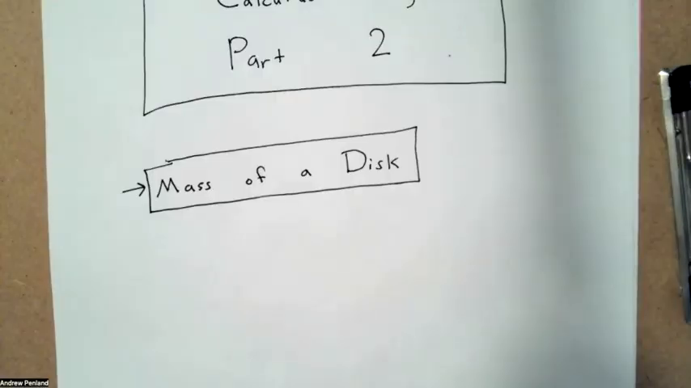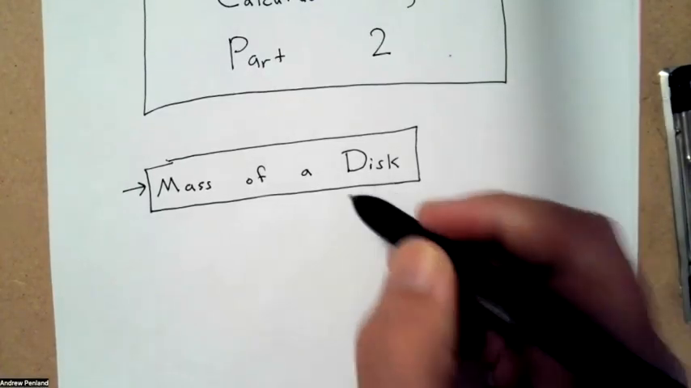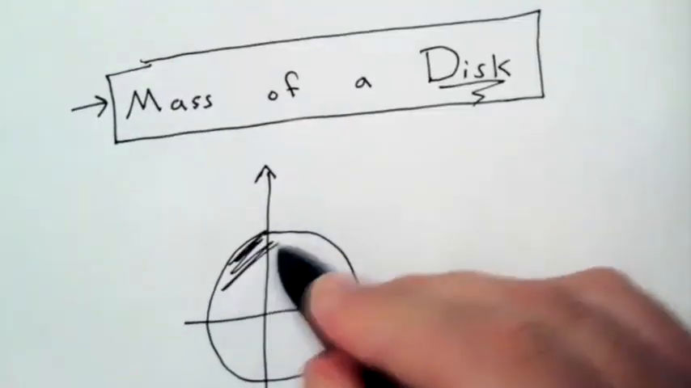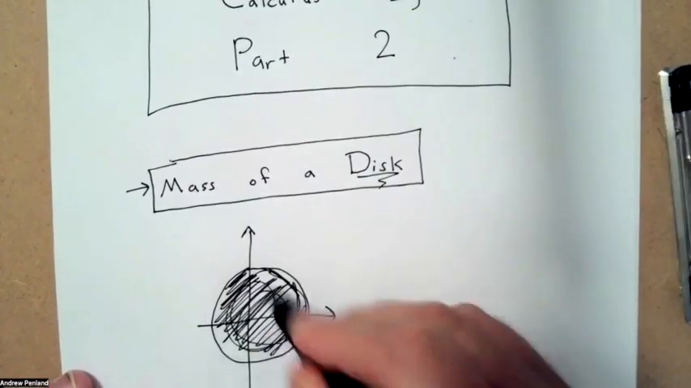Hi everyone, let's continue our discussion of the physical applications of calculus, part 2. So we're going to look at how we can calculate the mass of a disk. Now, a disk is like a filled-in circle. So imagine the circle is filled in all the way.